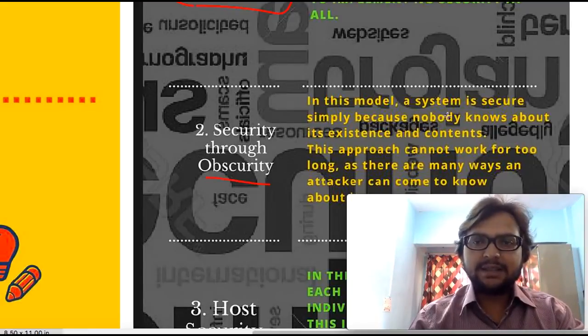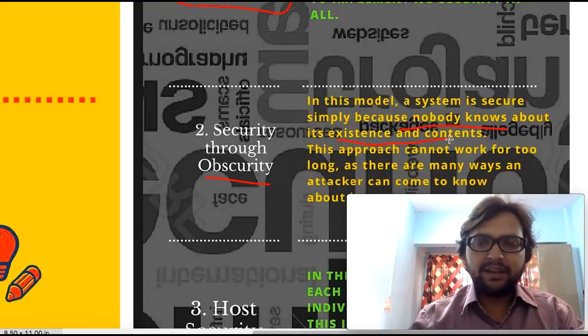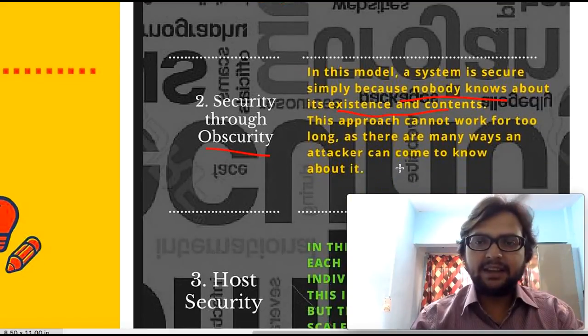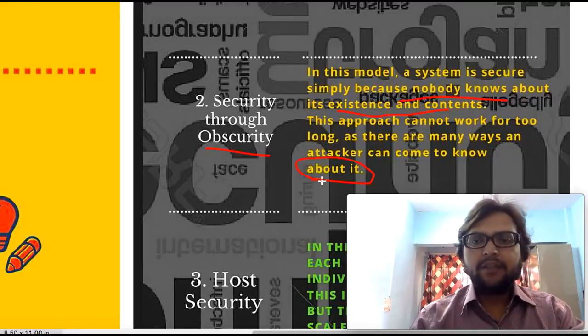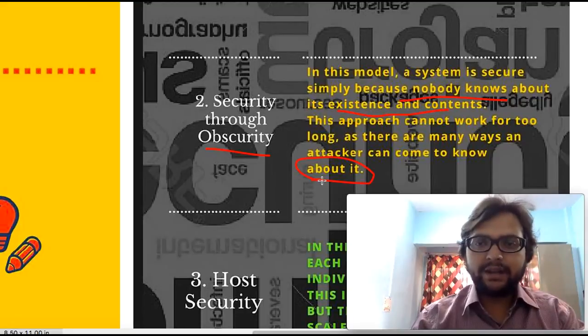So in this model, a system is secure simply because nobody knows about its existence and content. So we have kept some machines like our servers. If we talk about big companies, most of the time their servers are not known to anyone. It is known to very few people only, and this approach cannot work for too long, as there are many ways an attacker can come to know about it. So if we talk about our most valuable server or machine, most of the time only a few administrators or top level persons know where we have kept all that information or our database servers.